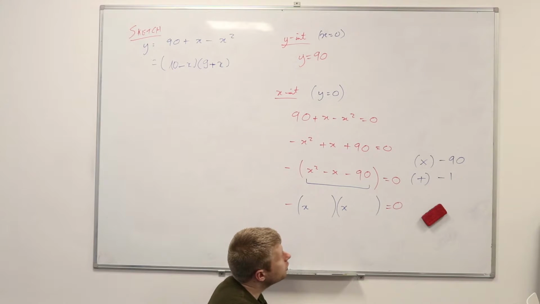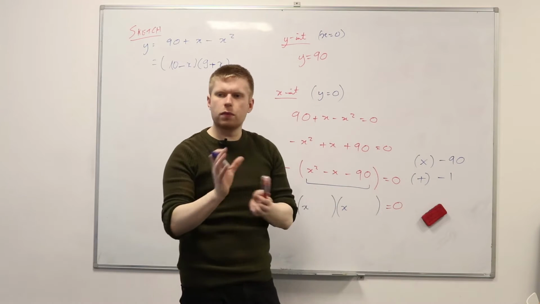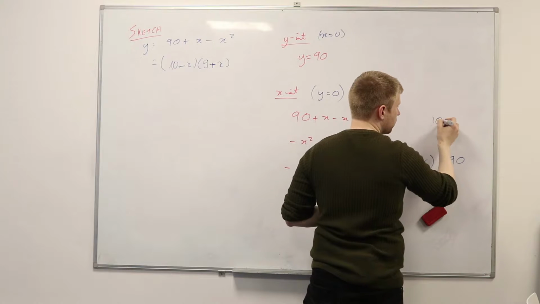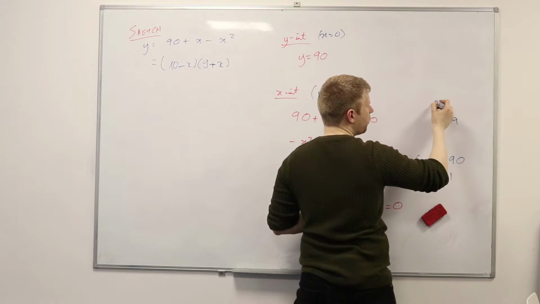Yeah? Good. So let's think about this. 90. Numbers that multiply together to make 90. Don't worry about the negative. Let's just think about numbers that multiply together to make 90. 10 and 9 works, yeah? Sorry? No, nothing. Okay. What about 45 and 2?